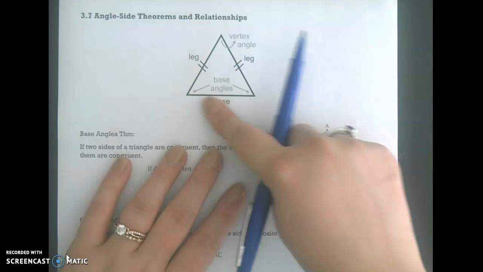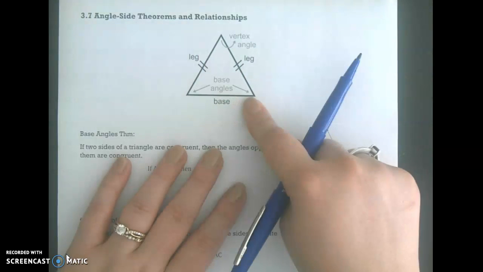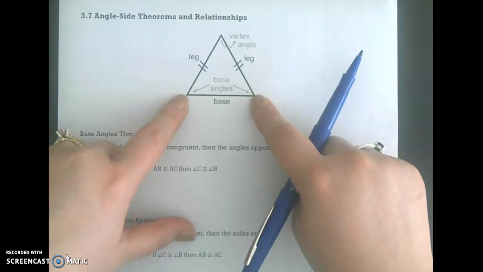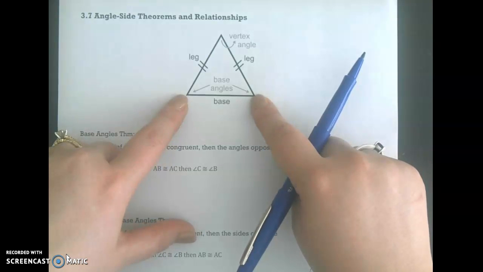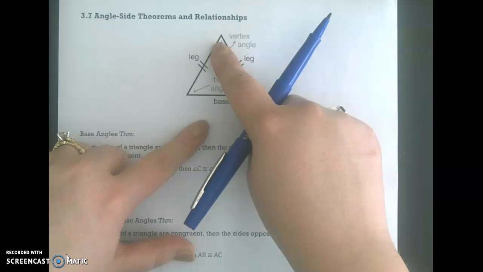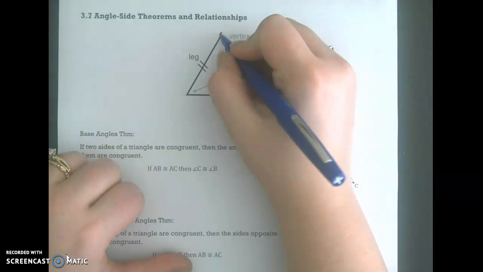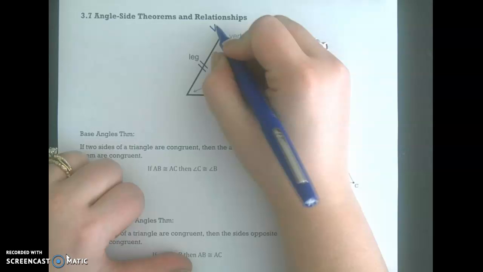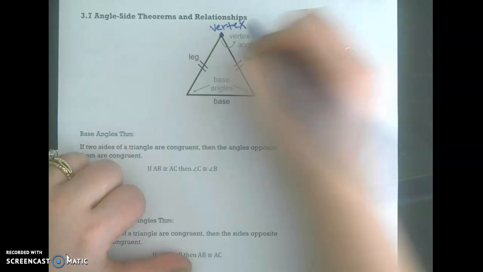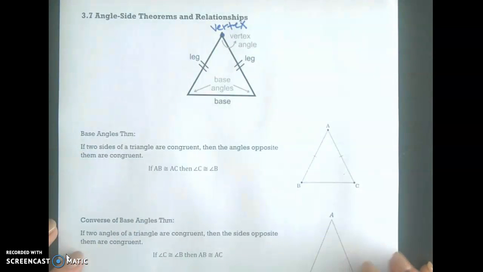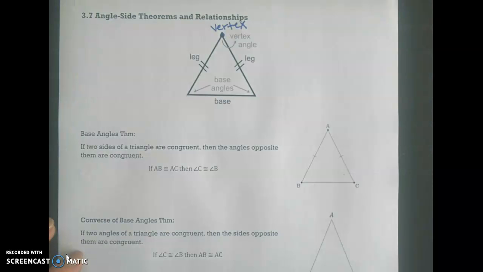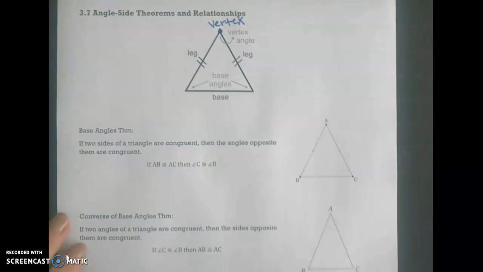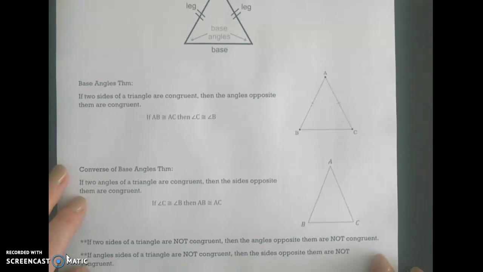The side at the bottom is what we call our base, and the angles that are adjacent to the base are what we call our base angles. Then at the top we have our vertex angle, and this little point up here is our vertex. Okay, so that's some terminology about the different parts of our isosceles triangle. So now that we're familiar with that, let's talk about our isosceles triangle theorems.